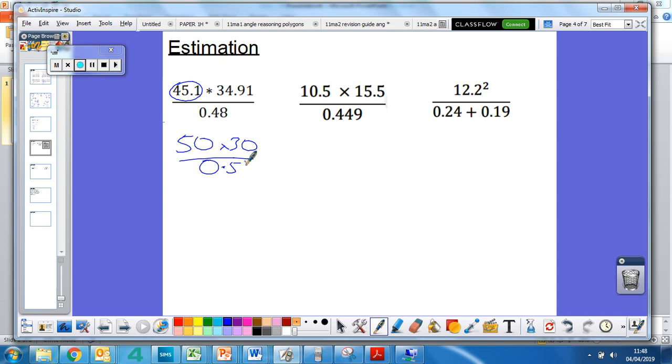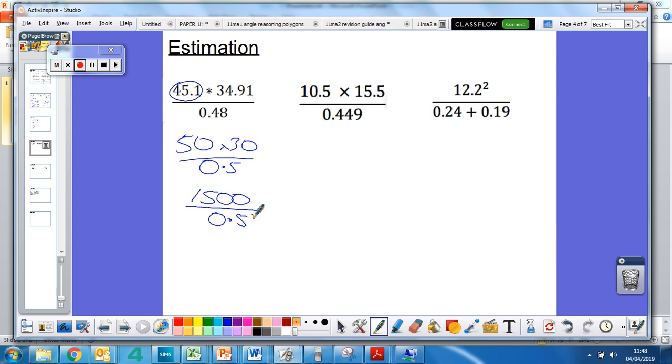Top, 5 threes are 15. Pop on my zeros, over 0.5. Second mark, well done. And then everyone writes 750 and gets it wrong, because they see 0.5, it's a half. They think they're going to half it.